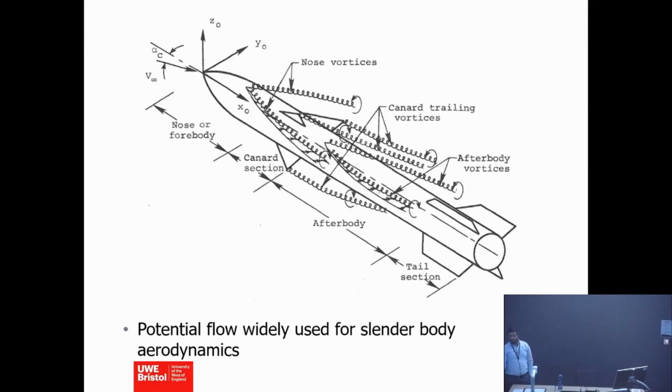The good news, however, is that even with that, it's still quite common to model these slender bodies using a potential flow model, which is amazing. Despite all the assumptions we've made about the potential model being very simple, it's actually quite powerful, giving us a good answer, not the perfect answer, but a good answer for this type of flow. Even though they have vortices and complex flow pictures like these, you can model that using potential flow.